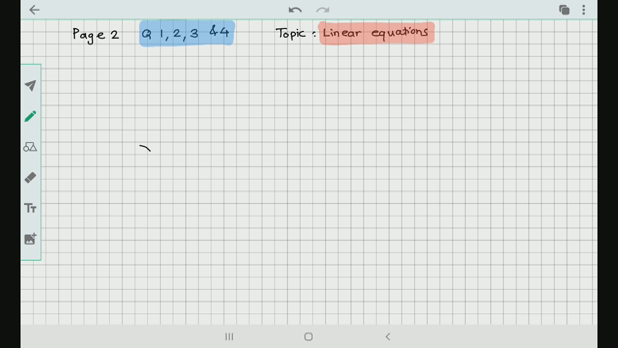Page number 2, question number 1, linear equation. In the last session, we saw systems of linear equations. In this session we are going to draw the graph of a system of linear equations in two variables. Question number 1 says the same thing: you have to draw the graph of the system of linear equations on the same graph paper. We have 4 questions. Out of that, I will solve one.